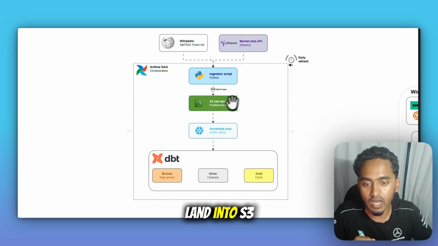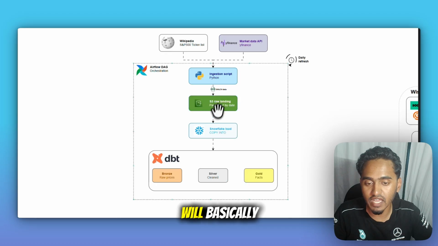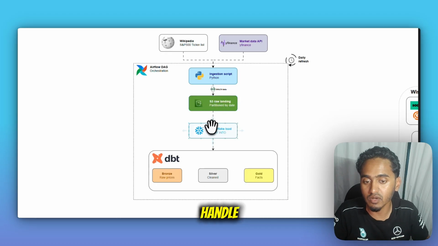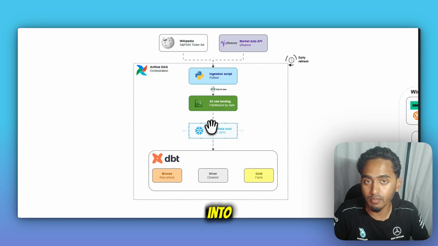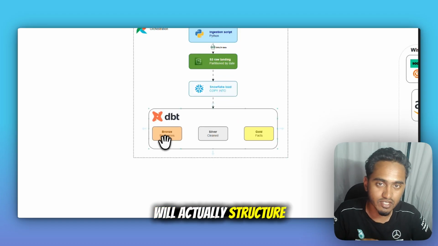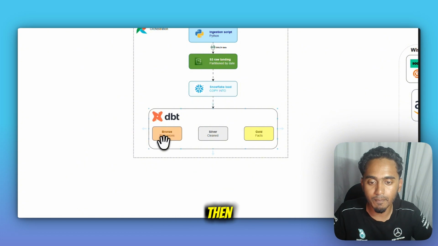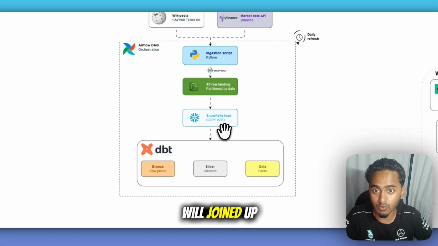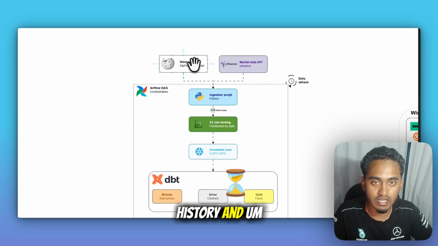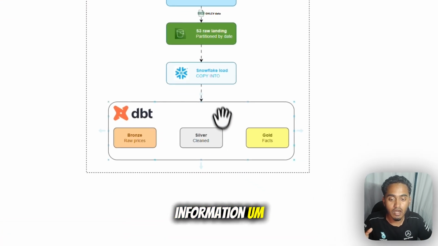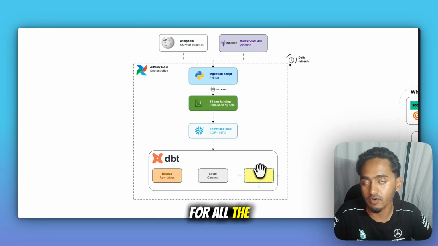Now, this will land into S3, that's Amazon S3, partitioned by date, and Snowflake is the data warehouse. It will handle this data by firstly copying it into itself via COPY INTO, and then dbt will structure this data. Firstly, the bronze layer will be used as raw prices. Then silver will be the clean data, which is then joined up to the various information using the tickers, such as its history and other kinds of information, which will then be used in the gold facts table, which will be used for reporting for all the different teams.